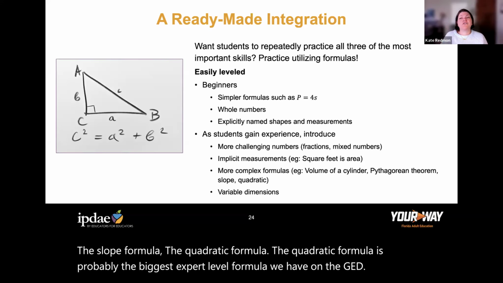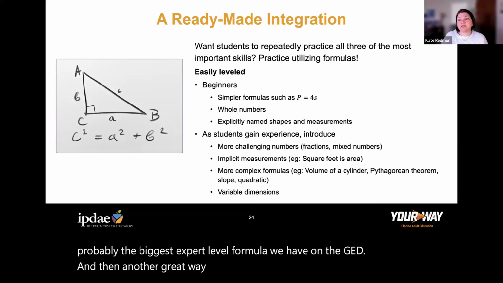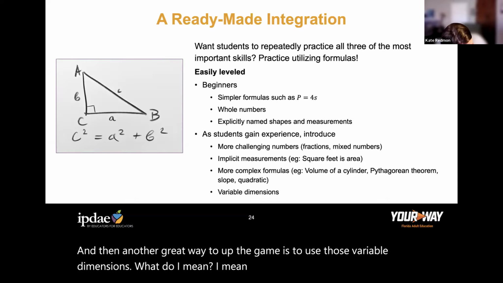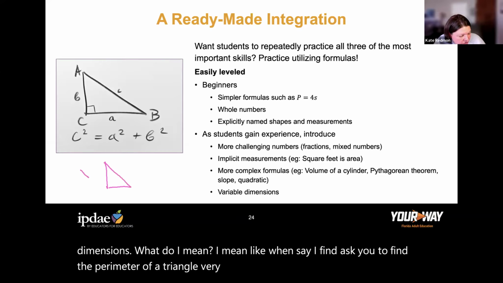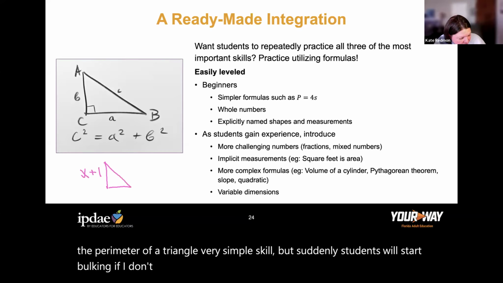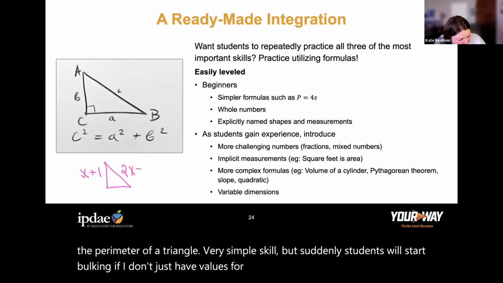And then another great way to up the game is to use those variable dimensions. What do I mean? Say I ask you to find the perimeter of a triangle, a very simple skill, but suddenly students will start balking if I don't just have values for my sides, but I have variables on there as well.